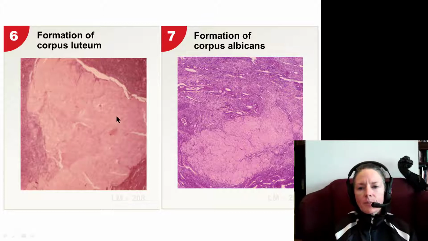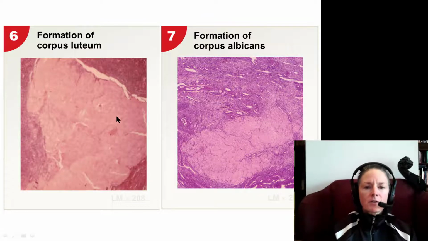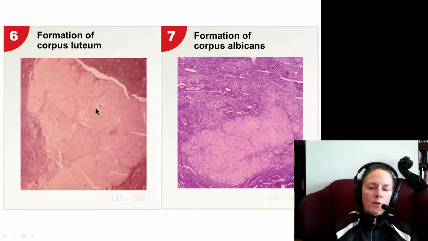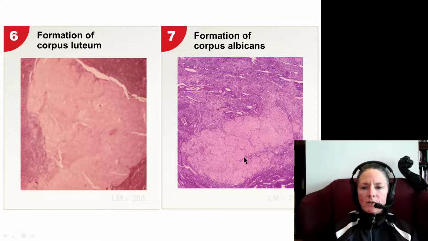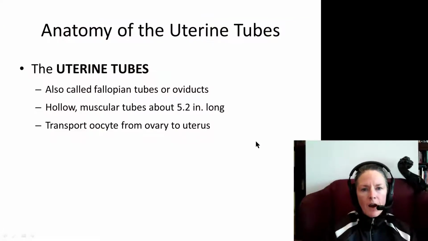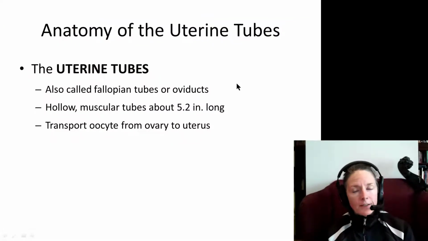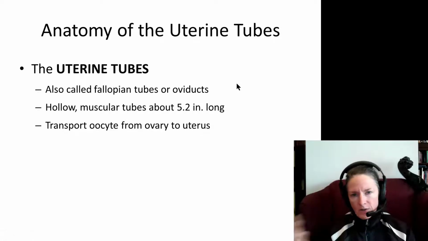And if nothing ever happens, and the end of the luteal cycle is reached, and no fertilization happens, then the corpus luteum will involute and become the corpus albicans, which is just this little scar tissue remains.